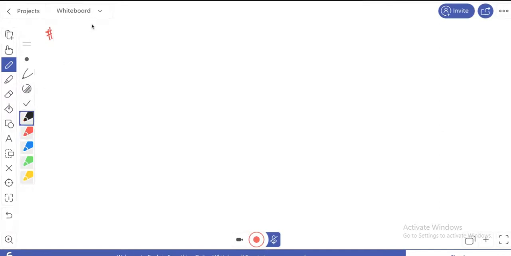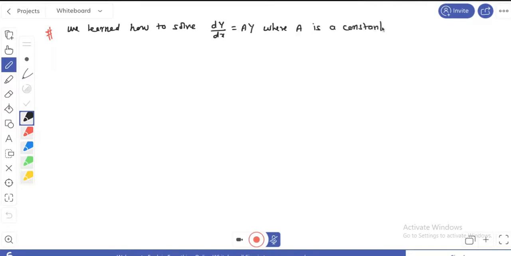Okay, so we have already learned how to solve this system of differential equations. We learned how to solve this dy over dx equals Ay, where this A is a constant matrix.